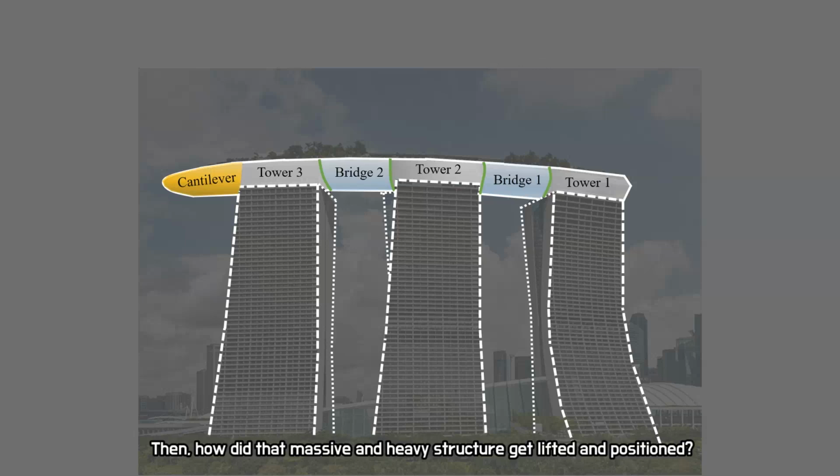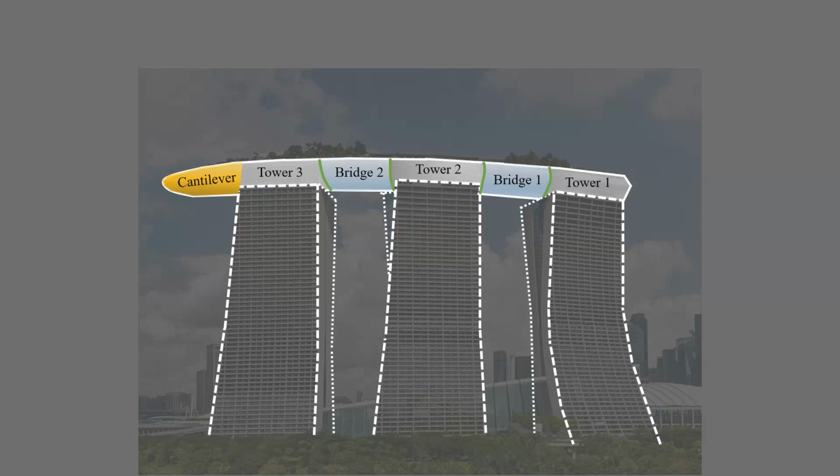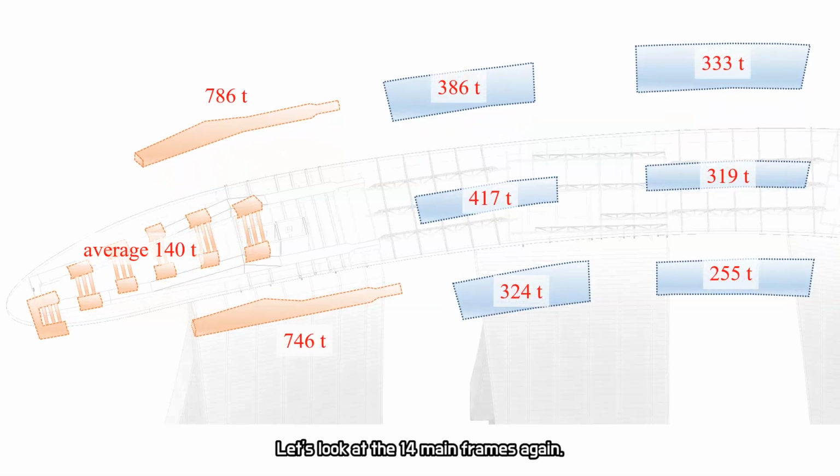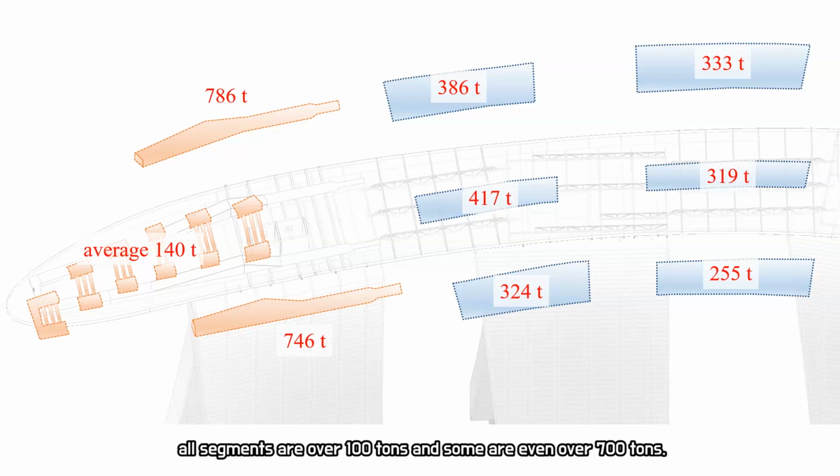Then, how did that massive and heavy structure get lifted and positioned? Let's look at the 14 main frames again. All segments are over 100 tons and some of them even over 700 tons. Cranes used at general construction sites can lift up to 20 tons. How could these heavy steel frames be lifted up to the 55th story? We will handle this question next week.